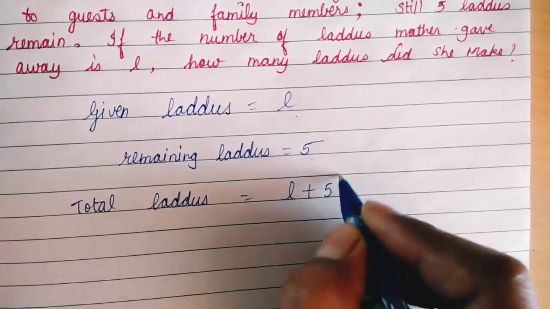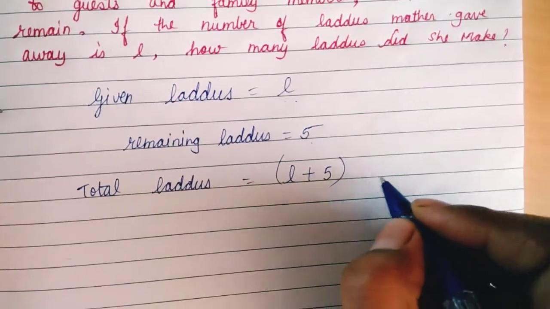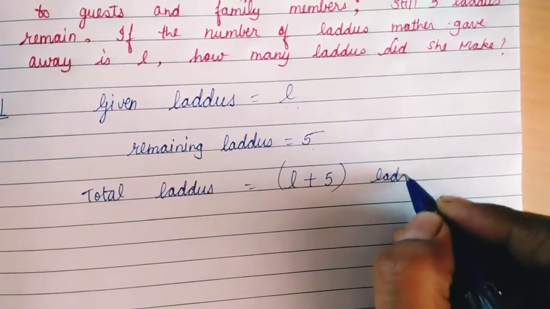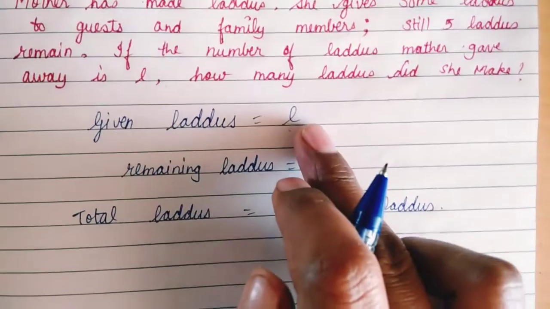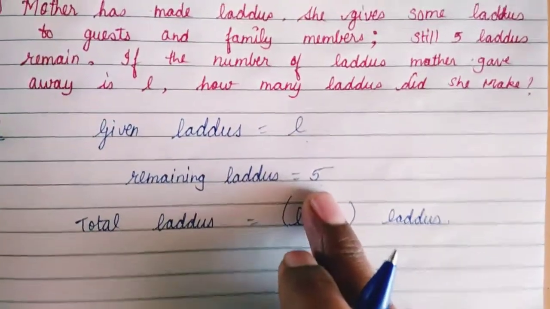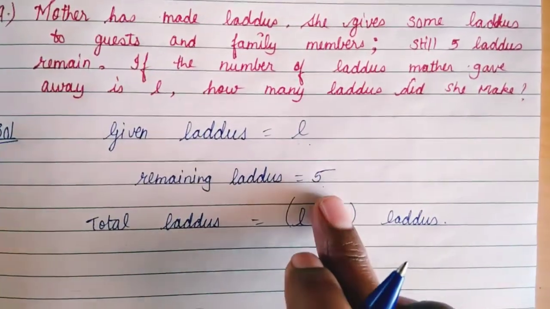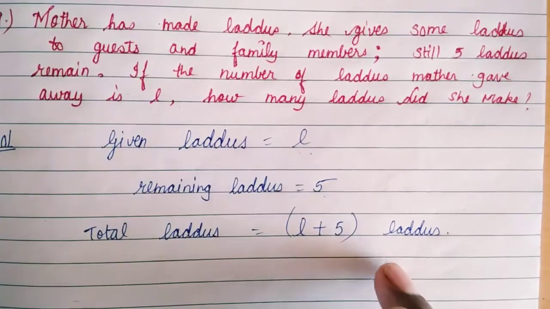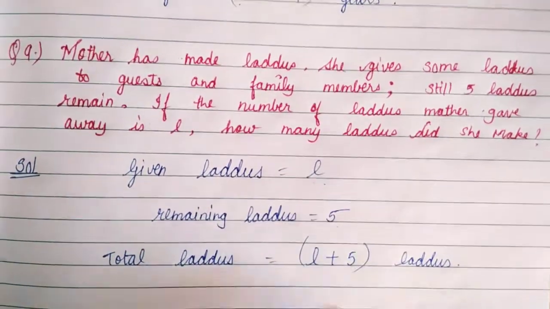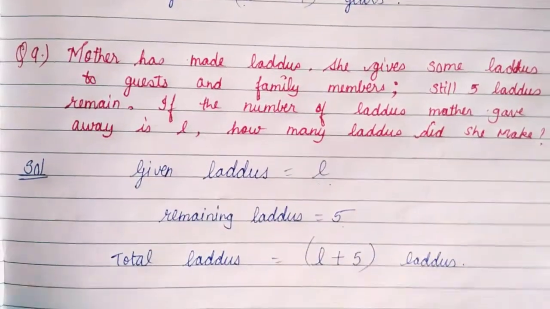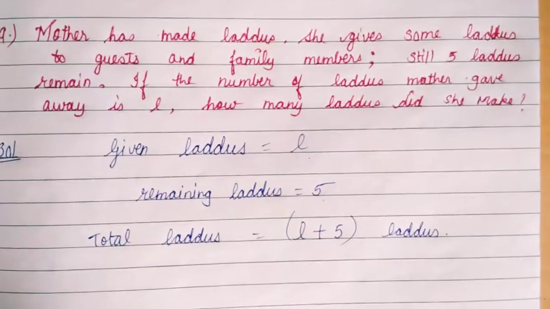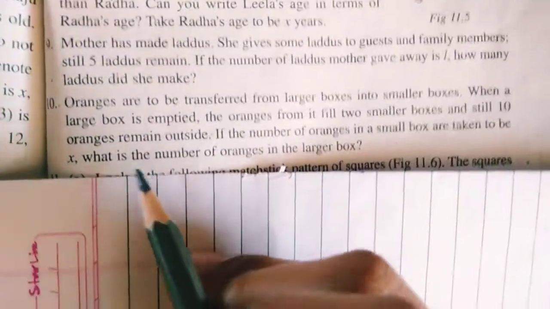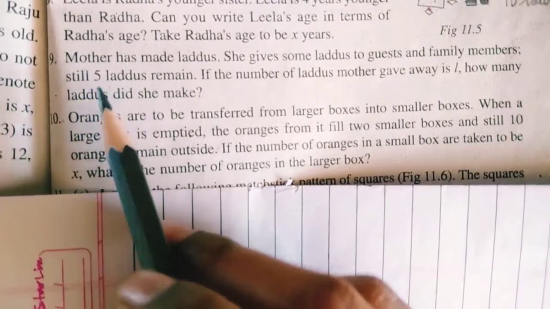L plus 5 will be the total laddus, because this is given and they are still remaining. So given plus remaining, after adding, will give us the total laddus. So L plus 5 will be the answer of the 9th question. Question number 10 is exactly like question number 9.